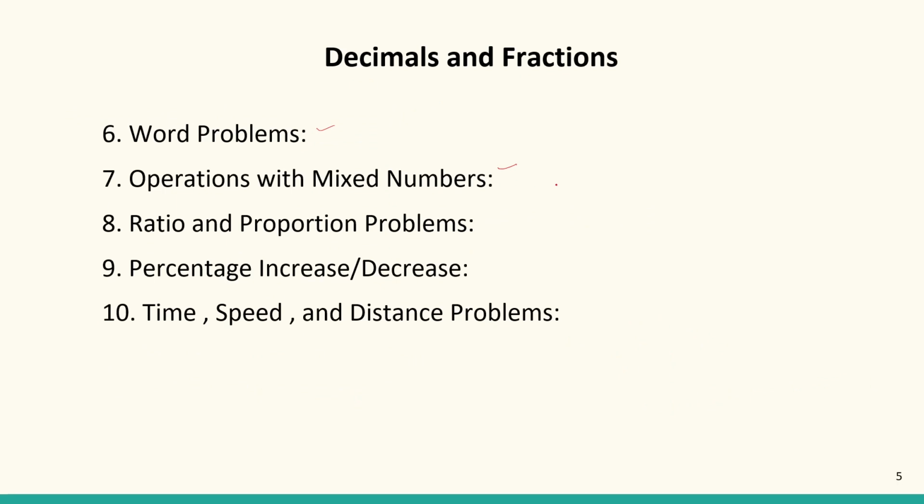Then there are operations with mixed numbers. We have previously learned what mixed numbers are. If we have a whole number part along with a fraction, then we say the number is a mixed number, like 1 3/4. This is equivalent to 4 into 1 plus 3, all over 4, that is 4 plus 3 by 4, which is equal to 7 by 4. And we have ratio and proportion problems, percentage increase and decrease problems, and also time, speed and distance problems. So let's explore each kind in detail.